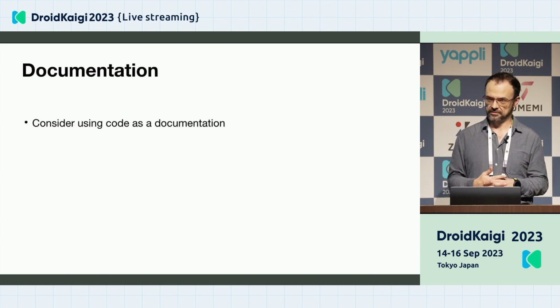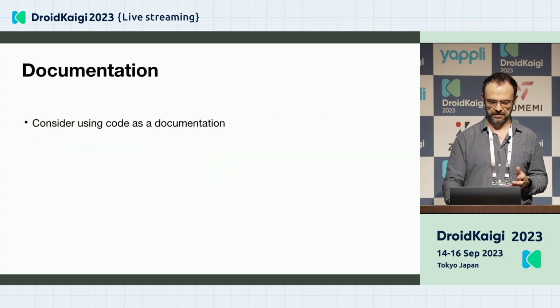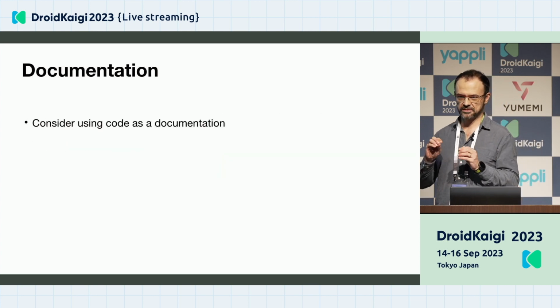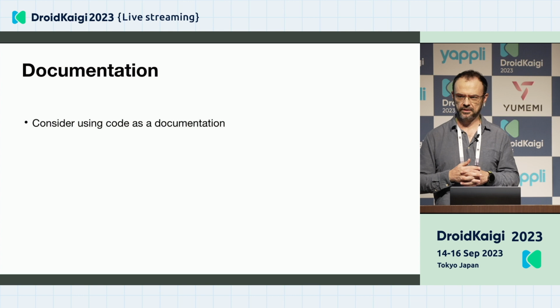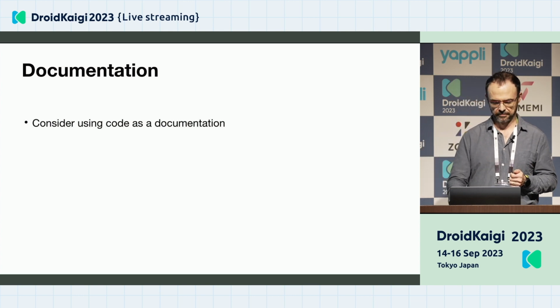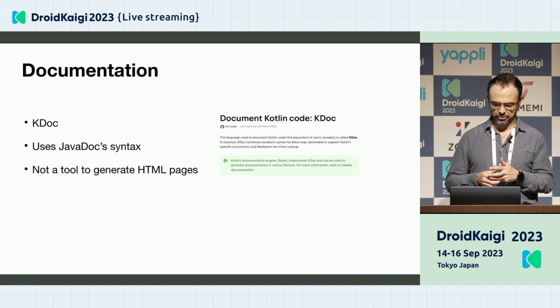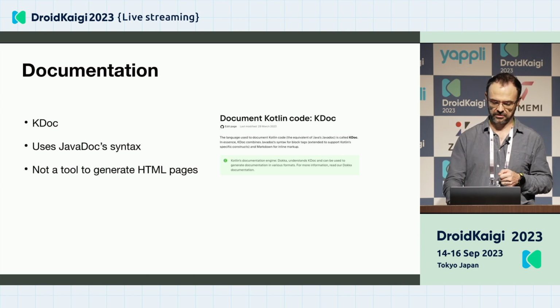Consider using the code as documentation. That means that the documentation should not be static pages that are uploaded somewhere else. The code should also be documented. In the case of Android, we can use KDoc. KDoc uses the Javadoc syntax. It's actually not a tool to generate the HTML pages. It's the tool to write the documentation itself.